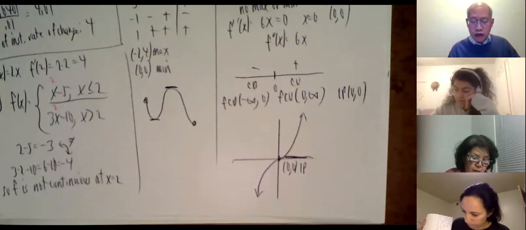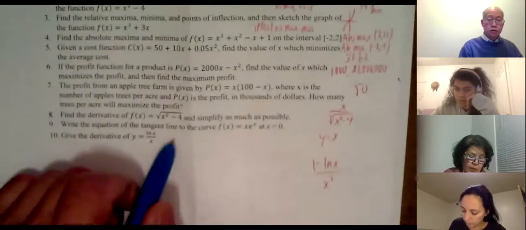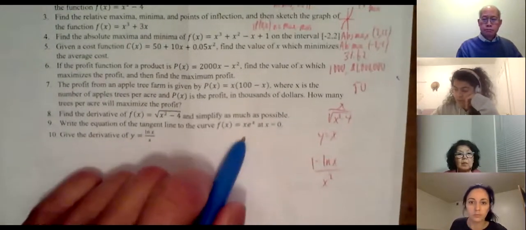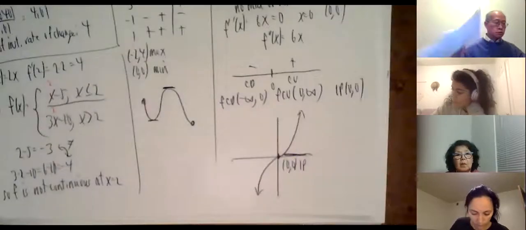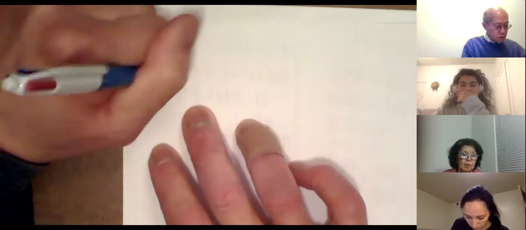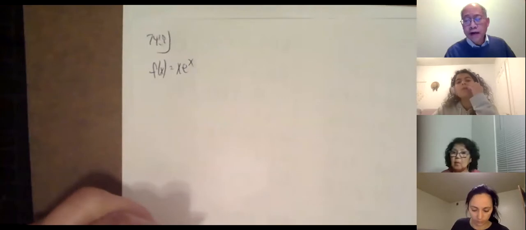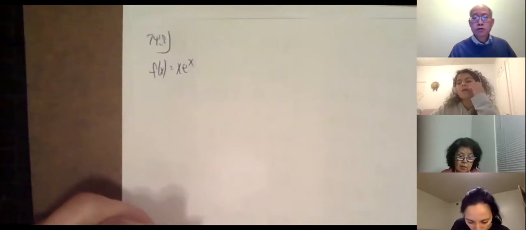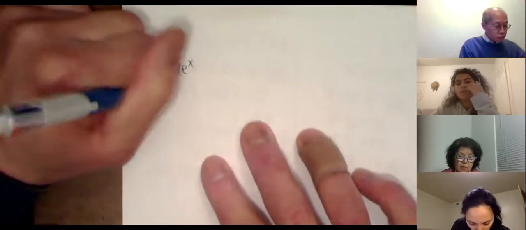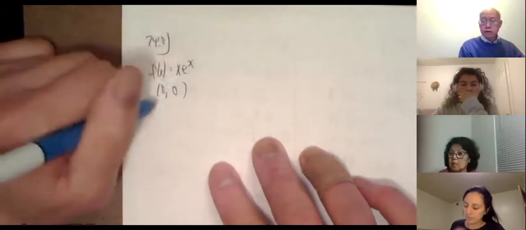Okay, why don't I go ahead and just do problem 9 from test 4. Write the equation of the tangent line to the curve at x equals 0. Test 4, number 9. Okay, and I didn't delete any of the videos, so you can always go back and look over the videos for the solutions too. So at x equals 0, what do you get when you plug in 0? 0. 0 times anything is 0.